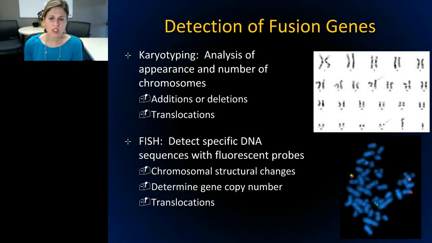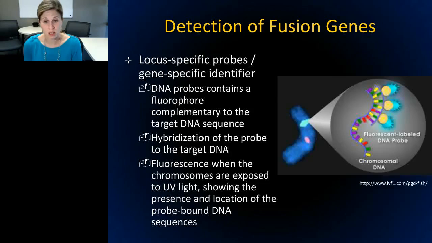To detect fusion genes in another context, we might see the use of karyotyping, which is the sort of standard for looking at chromosomes to look for large additions or deletions or translocations. Or what might be used is FISH, fluorescence in situ hybridization, in which we are looking for structural changes by using some of these fluorescent markers. The FISH is a very specific probe, as opposed to karyotyping where you're looking at the whole genome. You're using FISH really to look for very specific sequences.